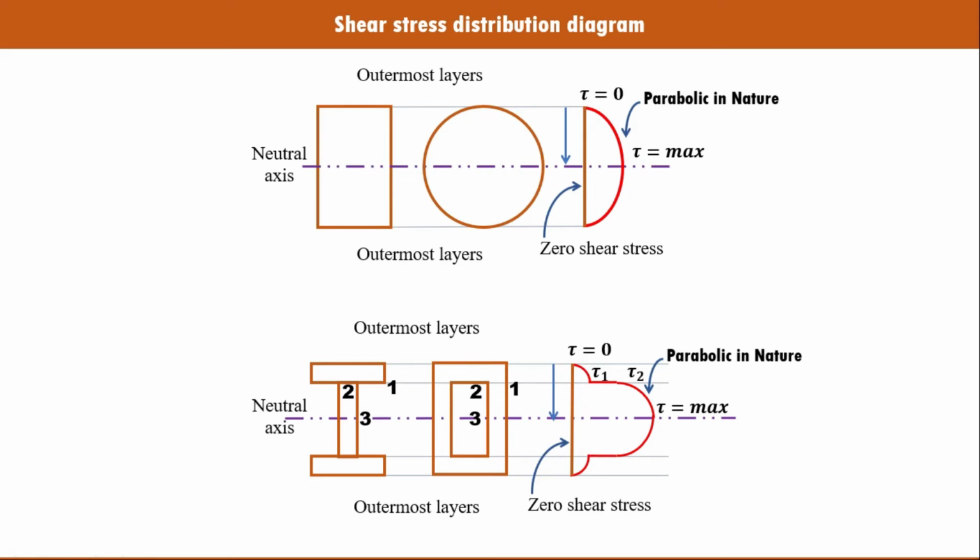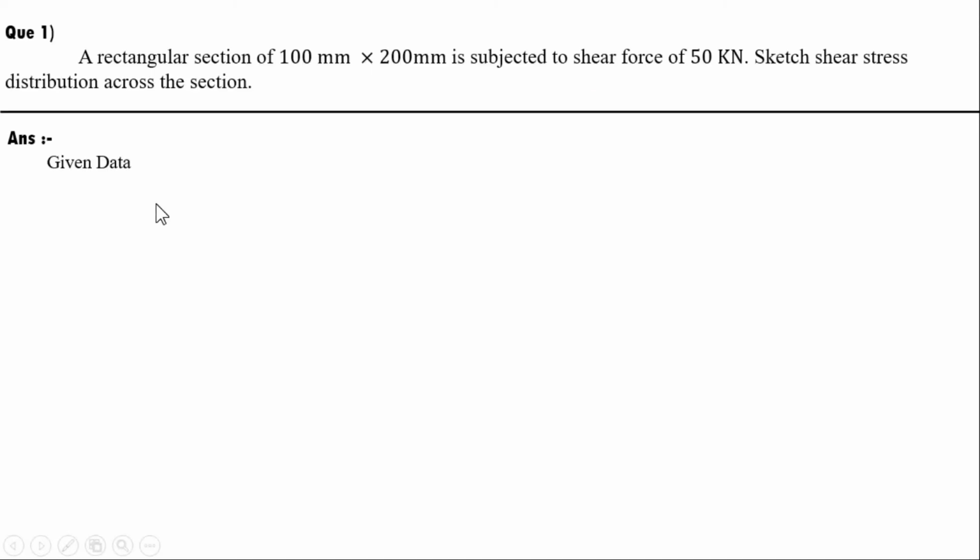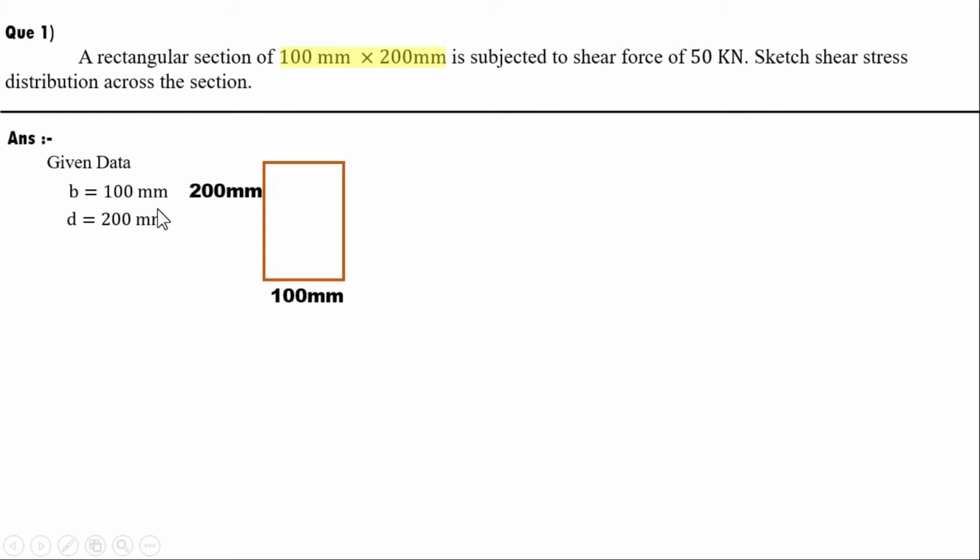Let us move to the numerical based on rectangular section. Here the cross section of the rectangular section is given, that is 100 into 200 mm. A shear force of 50 kilonewton is acting on this, and we have to sketch the shear stress distribution diagram across the rectangular section. In order to sketch it, it is necessary to determine the value of shear stress with this equation: tau is equal to SAY upon IB.